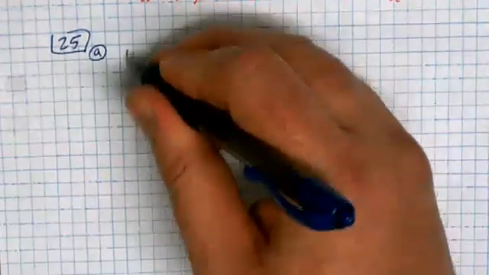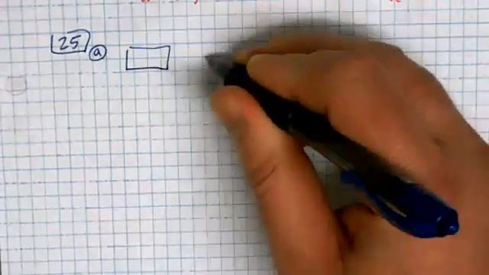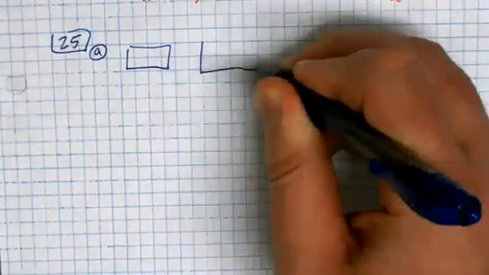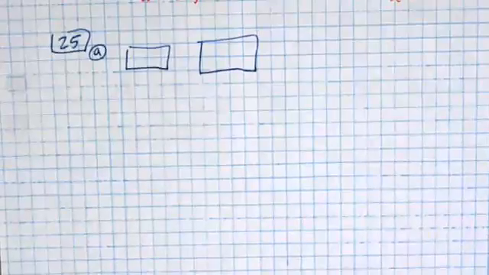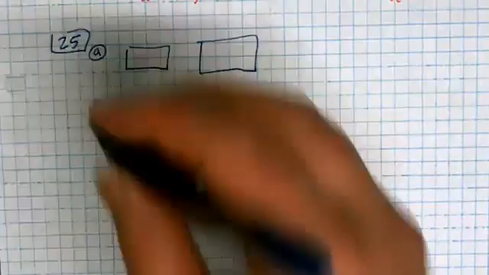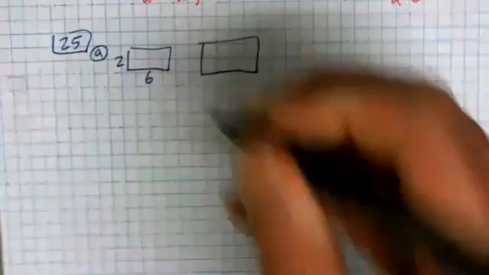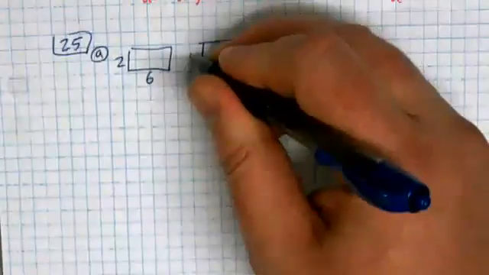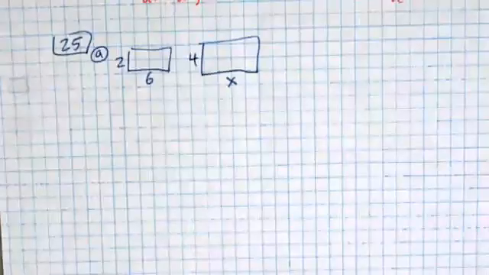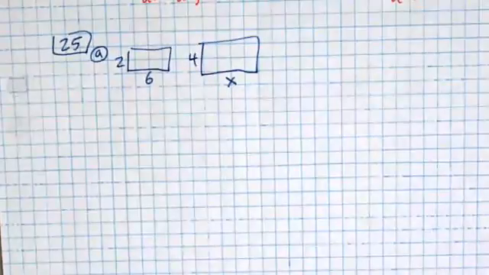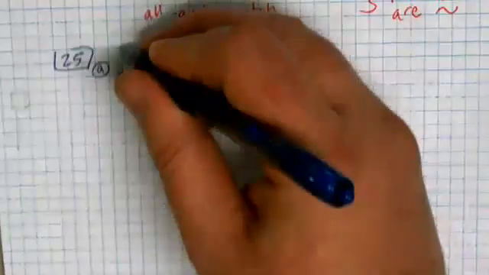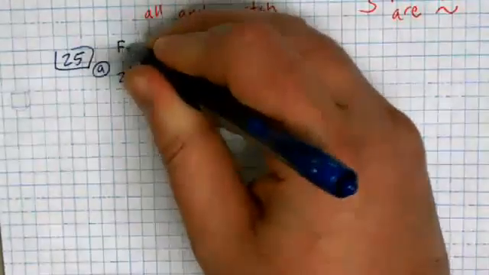It's a couple of rectangles again. Making a rough sketch of a couple rectangles. And they gave us some side lengths, 2 and 6, and 4 and X. And we are told in the problem in 25 that the figures are similar.